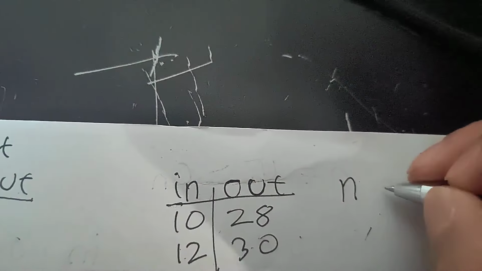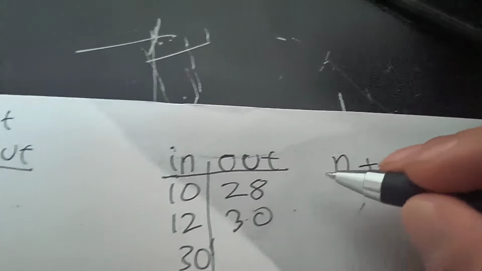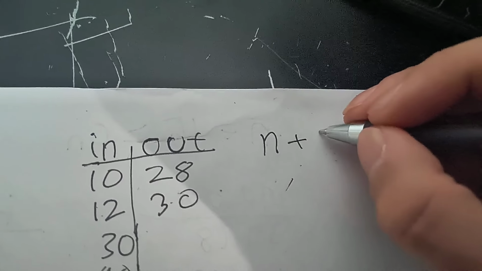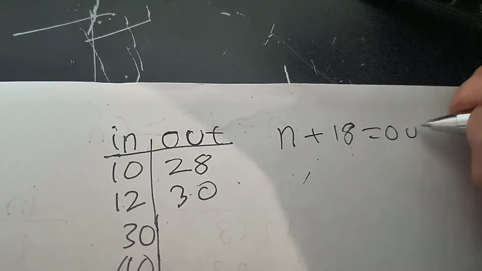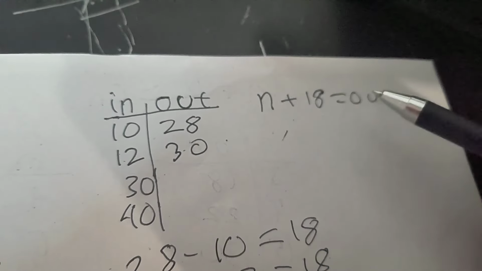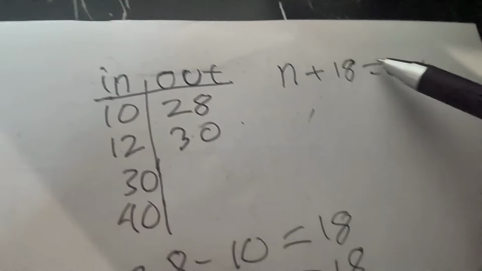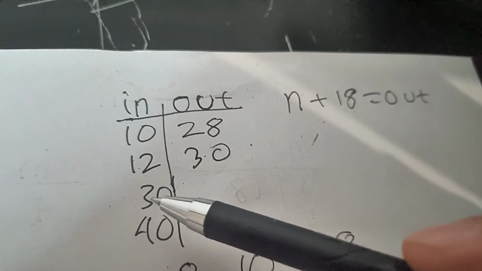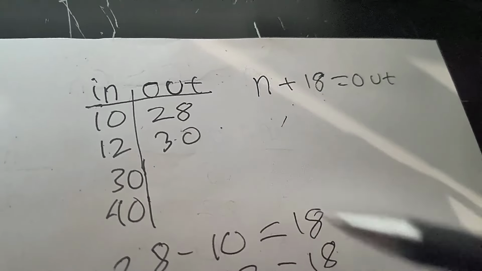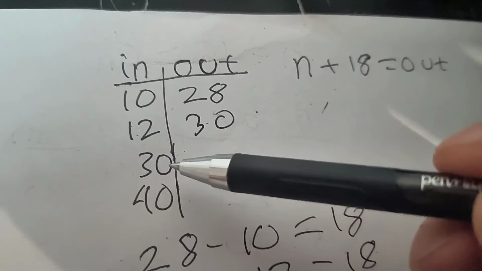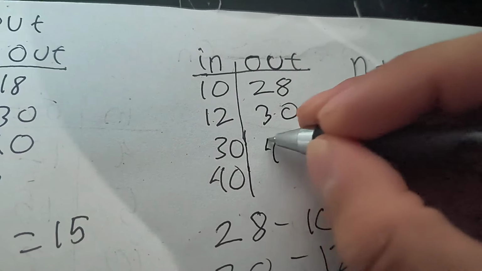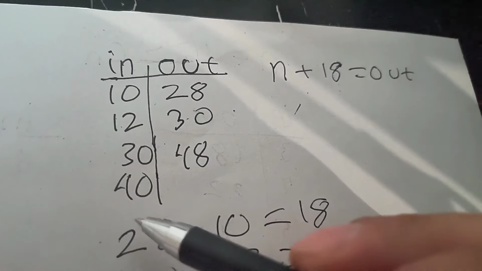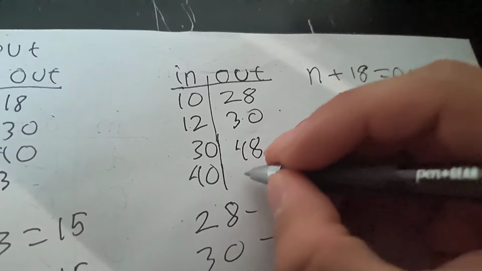So we'd write the equation like this. The input number plus 18 equals the output number. So if this is the rule that you take the input number, then you add 18, and then you'll get the output number. Then we take 30 right here, we add 18, which would be 48, and that would be the output number. And then we would do the same thing for 40, and that would be 58.